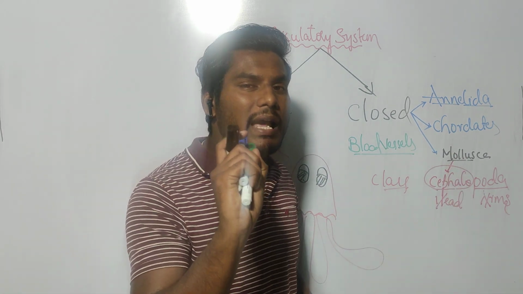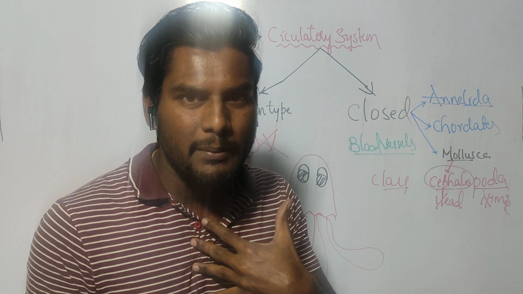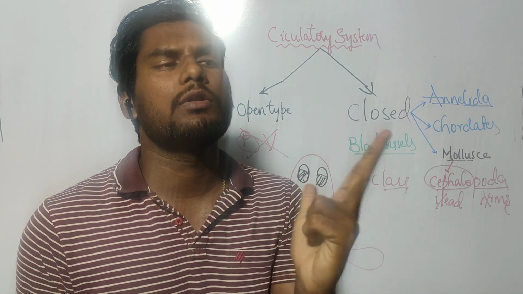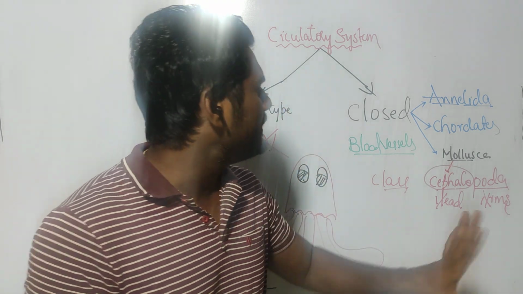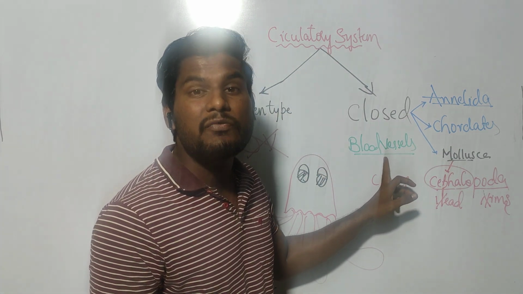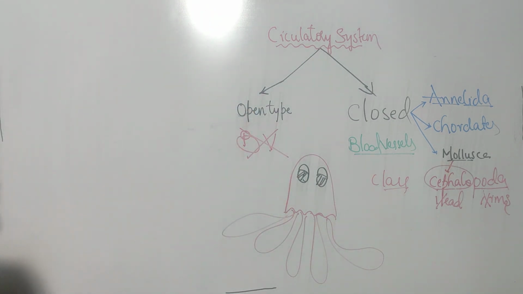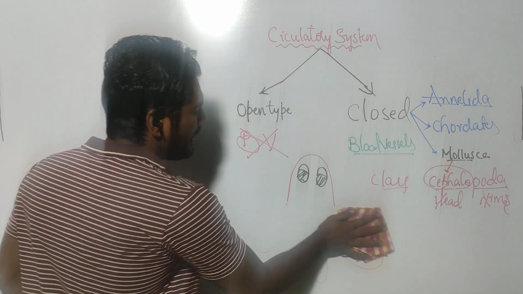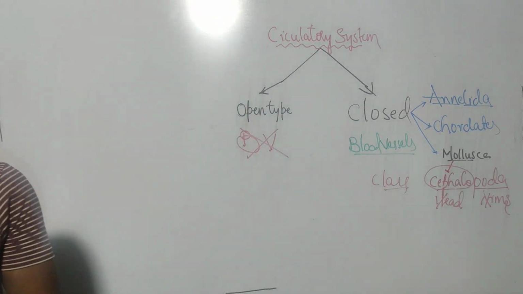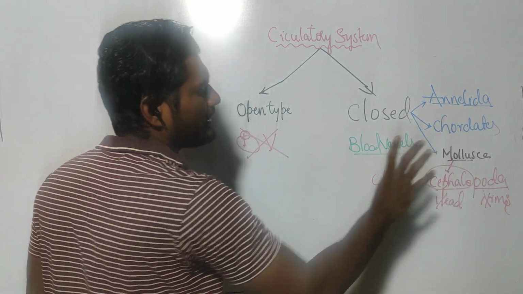In Mollusca, one class is there. The class name is cephalopods. In that class, 3 examples I am telling: octopus, squid and loligo. Keep the scientific name and common name. These 3 are showing the closed type of circulatory system. Closed type of circulatory system means the blood vessels are present, and inside these blood vessels, blood is moving. So the closed type is in the Annelida and Chordata phyla, and in Mollusca, only one class, cephalopods.